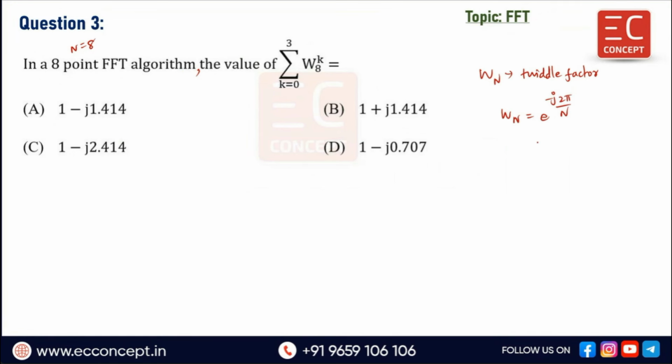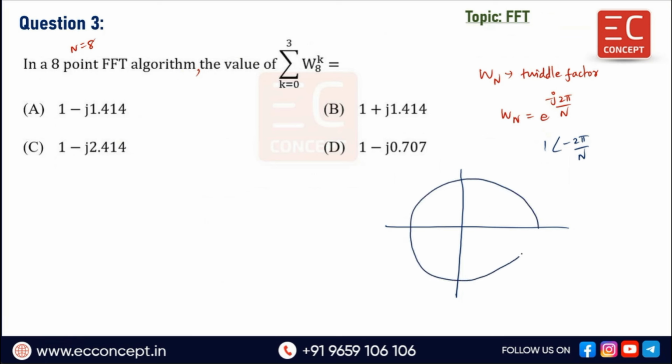Okay, so e power minus j 2 pi by n. So that is a magnitude of 1 with an angle of minus 2 pi by n. So on the unit circle, that angle is measured clockwise.